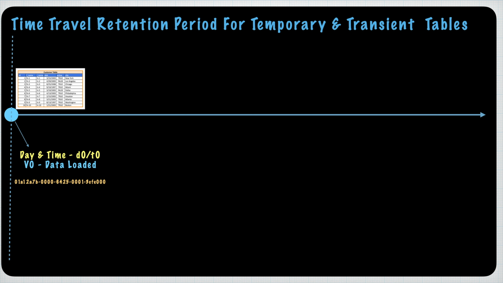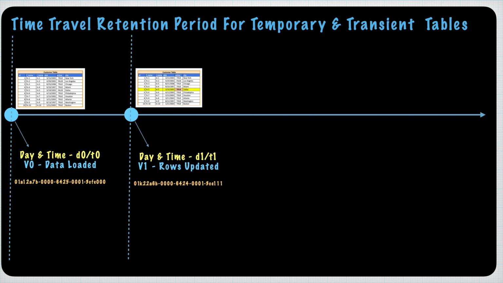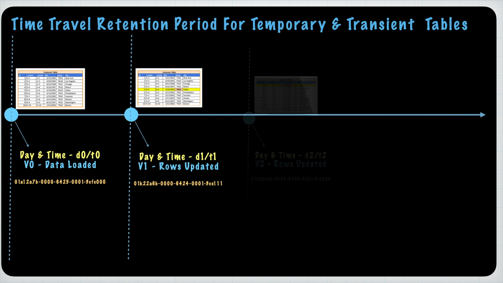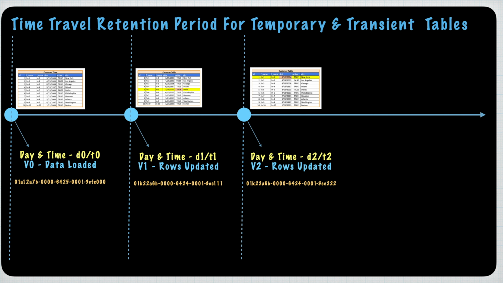So we start with the table version v0, where data is loaded via the copy command. Then an ETL performs some update operation on day 1 at time t1. At this point, we can access data for the last 24 hours, or we can say for the last 1 day. As we move to the next day, the next ETL operation happens, we would not be able to access v0 version data as it is outside of the 24 hours window, or 1 day window, for a temporary or a transient table.